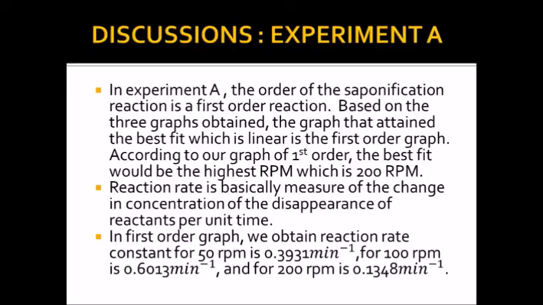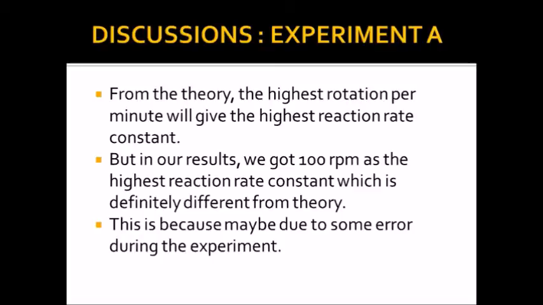In this first order graph, we obtain reaction rate constant for 50 RPM is 0.3931, for 100 RPM is 0.6013, and for 200 RPM is 0.1348 per minute. Based on the theory, the highest rotation per minute will give the highest reaction rate constant. But in our result, we got 100 RPM as the highest reaction rate constant, which is definitely different from theory. This is maybe due to some error during the experiment.